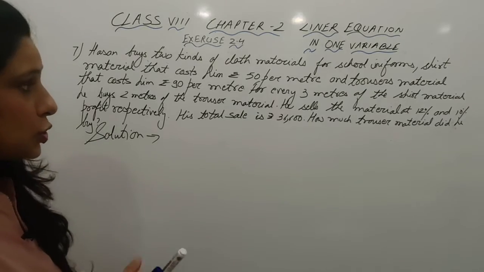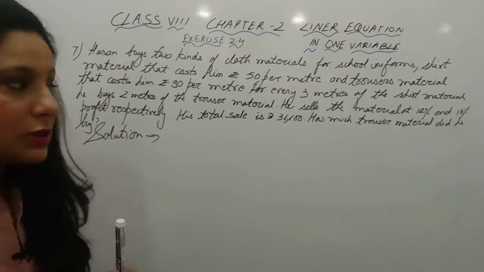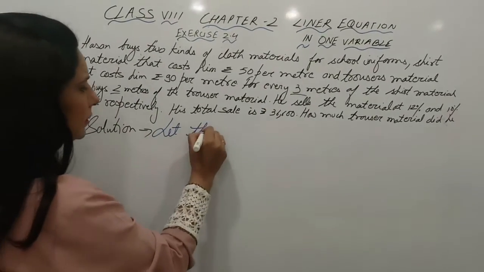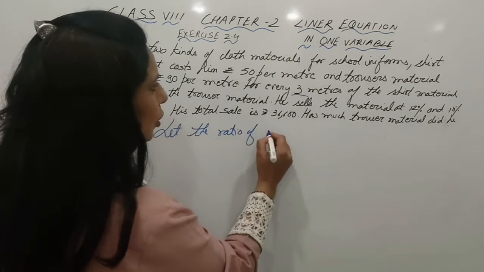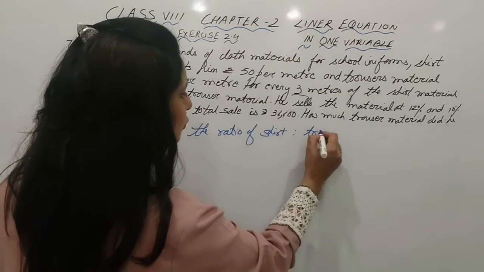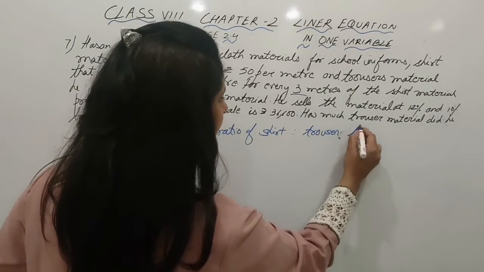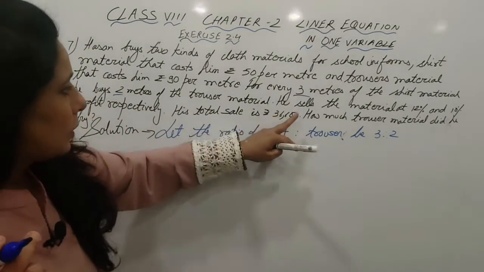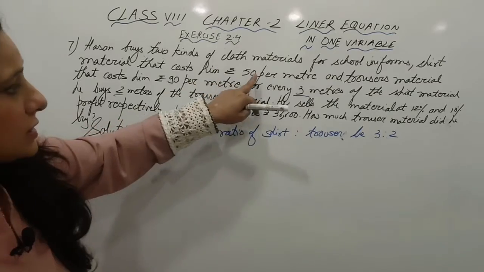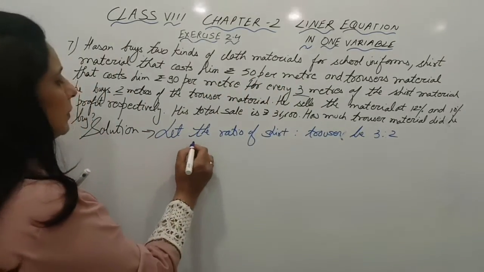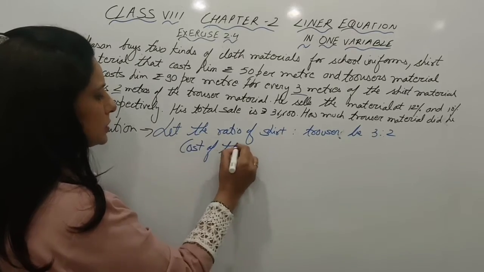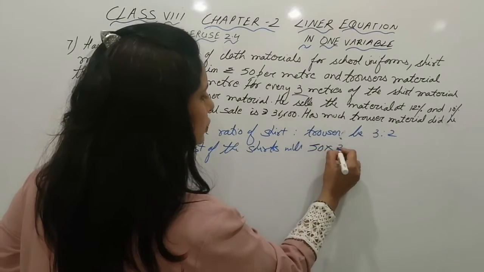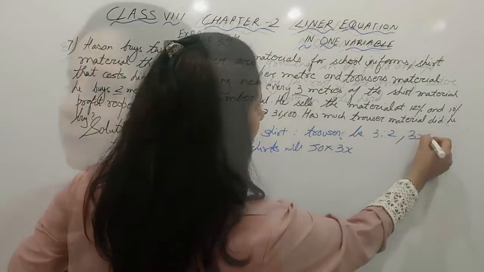Let the ratio of the shirt versus trousers be 3:2. Let the ratio of shirt to trouser be 3:2. Okay, now what is the cost of shirt? That is 50 rupees per meter. So what will be the cost of the shirts? Cost of the shirts will be 50 into 3x. We can also write it as 3x.